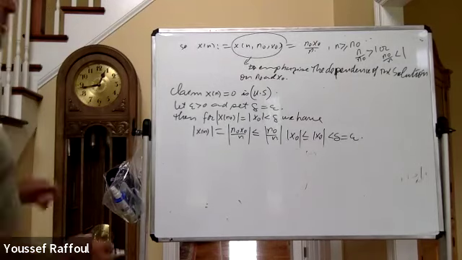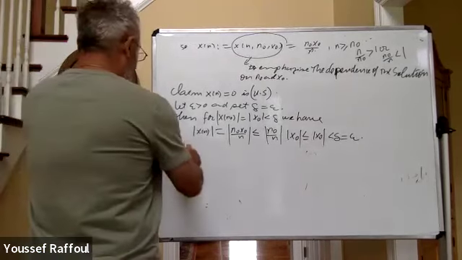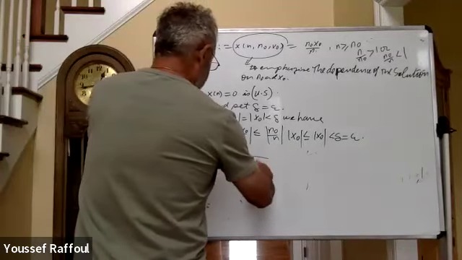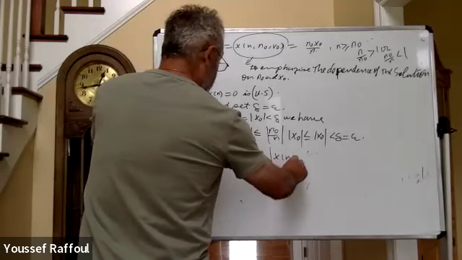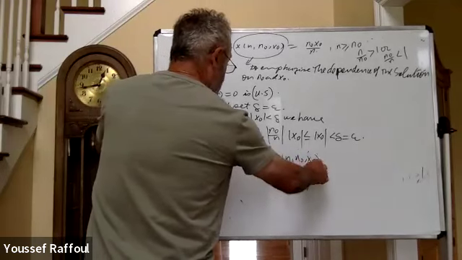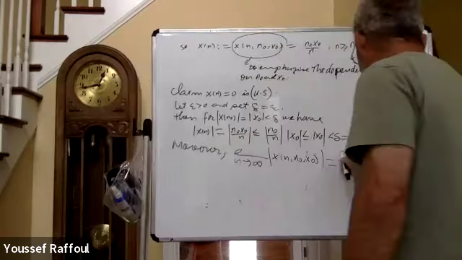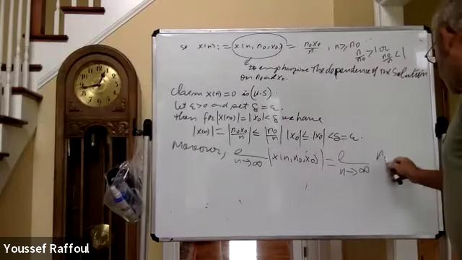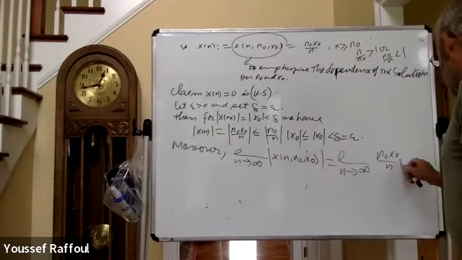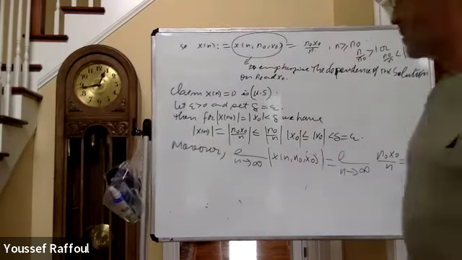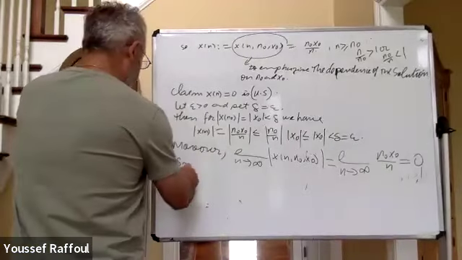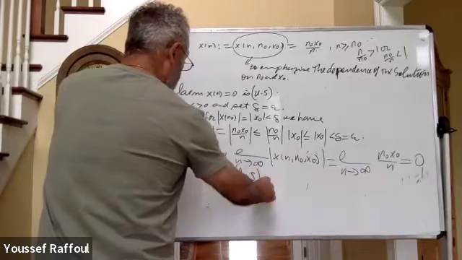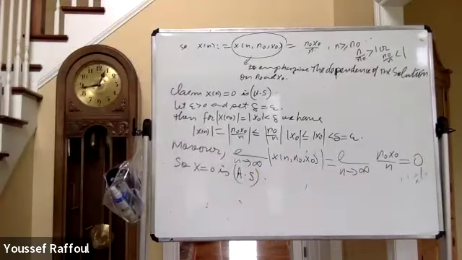Now, is it asymptotically stable? Moreover, the limit as n goes to infinity of xn(n0, x0) equals the limit as n goes to infinity of n0 x0 over n, and that goes to 0. So x equals 0 is also asymptotically stable. Okay?